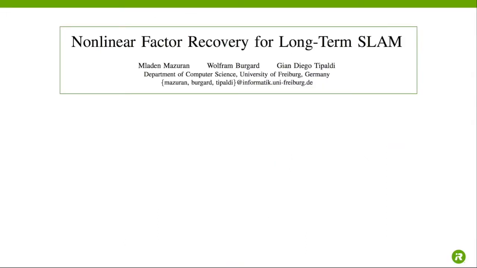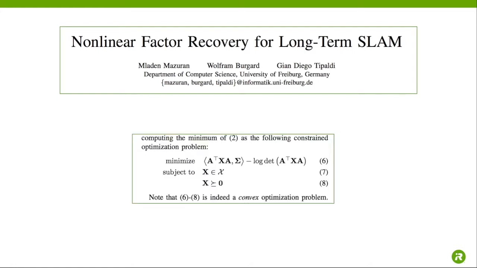The state-of-the-art technique which maintains pose graph structure is nonlinear factor recovery, or NFR. While NFR is proven optimal, it is computationally intensive, as it attempts to solve a convex optimization problem on the space of positive definite covariance matrices.